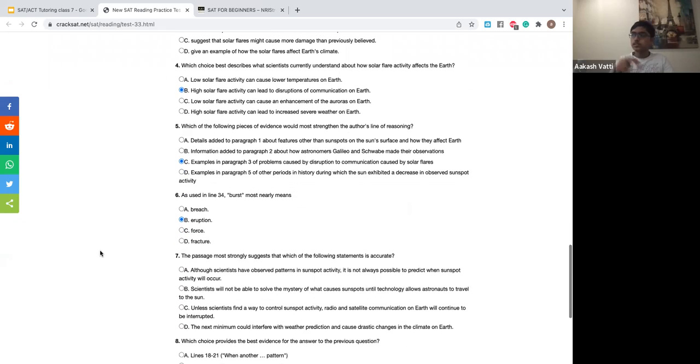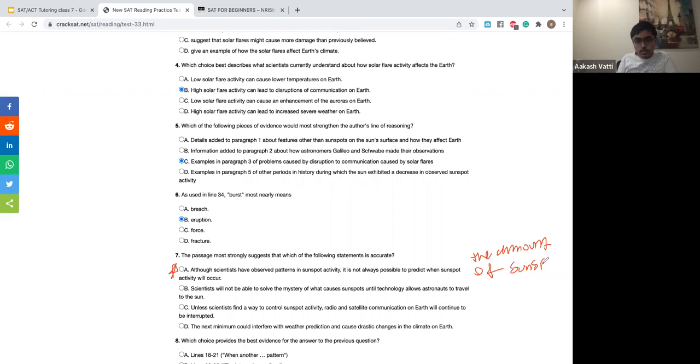All right, 7. The passage most strongly suggests which of the following statements is accurate. A, although scientists have observed patterns in sunspot activity, it's not always possible to predict when sunspot activity will occur. That sounds good because, as I said, the amount of sunspots doesn't always follow the cycle. So that looks like a good answer.